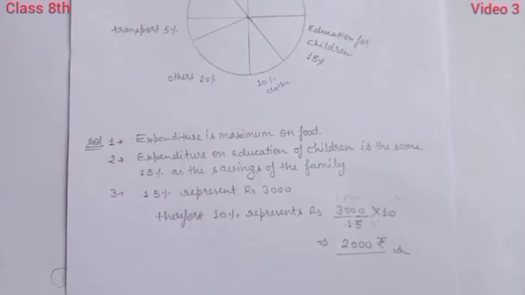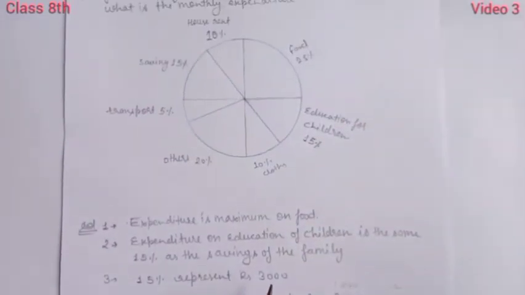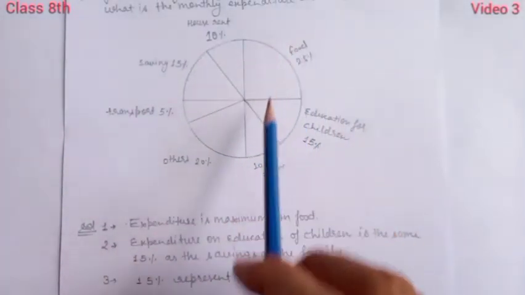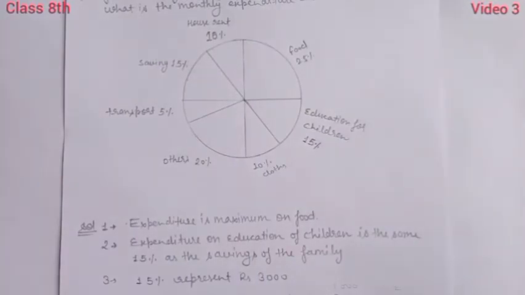Okay students, in a similar way you can find the monthly earning of a family here. And you can find the separate one also, as you know how much amount they spend on food.